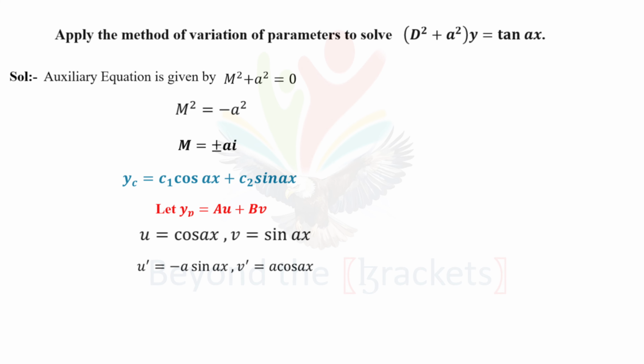Next the Wronskian, u into v dash will be a into cos square ax minus v into u dash will be a into sin square ax. A is common for both the terms. Cos square ax plus sin square ax will be 1. So the Wronskian value we are getting is a.